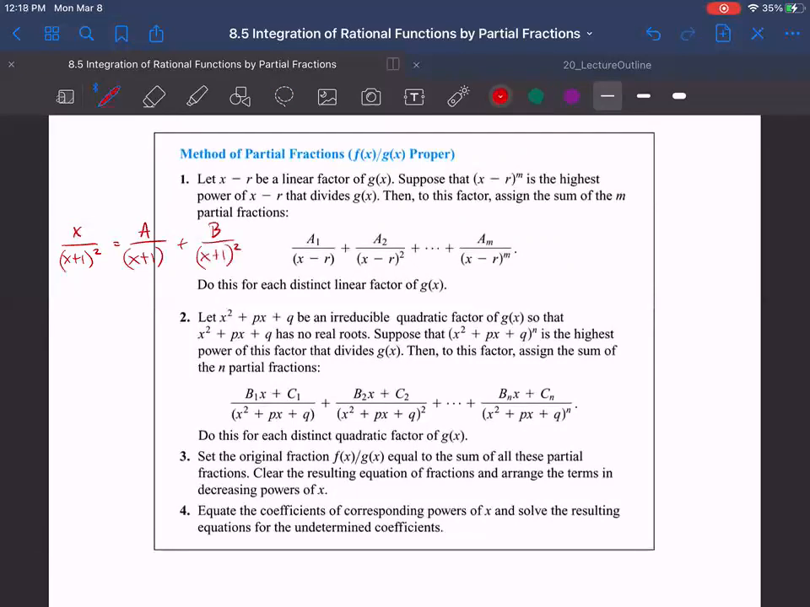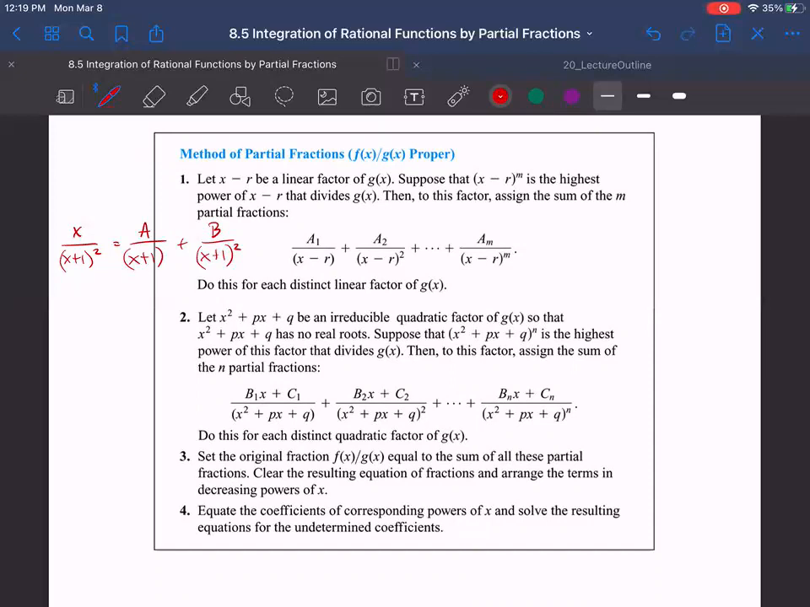And so if it had been x over x plus 1 to the 5th, I would have had a over x plus 1, b over x plus 1 squared, c over x plus 1 cubed, and so on, all the way until I get to the 5th. However many of them there are. So it's not just x plus 1, x plus 1, x plus 1. It's x plus 1, x plus 1 squared, x plus 1 cubed, x plus 1 to the 4th, x plus 1 to the 5th, and you go on like that. So factor it out, take that power, and that's how many times you need it to show up.